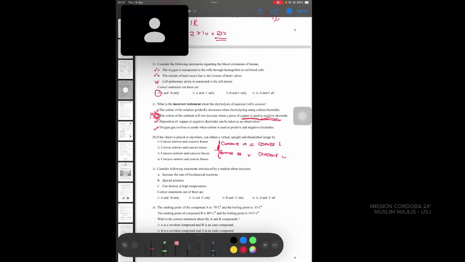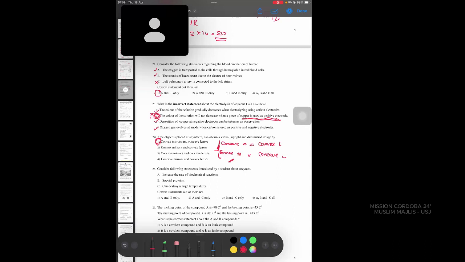Okay. Consider the following statements regarding enzymes. They increase the rate of biochemical reactions, correct? That we discussed. Yes. They are special proteins, correct? They can be destroyed at high temperatures, also correct. So the answer is A, B, C, all.